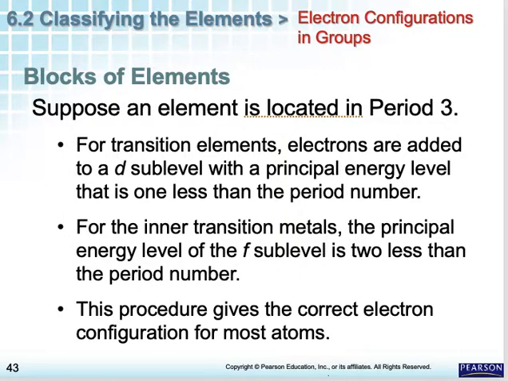For transition elements, electrons are added to the D sublevel, but that's after we've already added to the 4S, and so they are located 1 level below where their number should be. Inner transition levels are 2 below, so the first F is going to the 4F, even though you're filling the 6S.